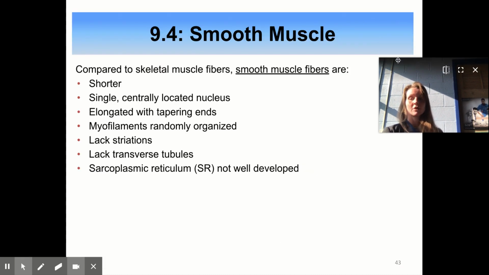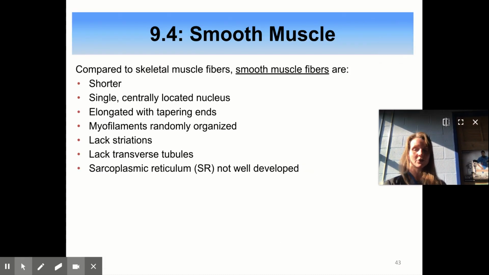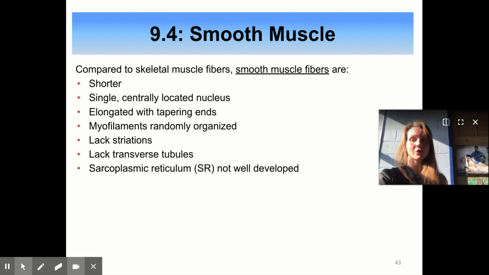So the other types of muscles, we'll just talk about this briefly. Smooth muscles, what is the difference? Compared to skeletal muscles, smooth muscles are shorter. They have single centrally located nuclei. They're elongated with tapering ends, so they're shaped more like a long oblong shape, a long oval stretched at the ends, instead of being like a filament, which is like a straight tube.